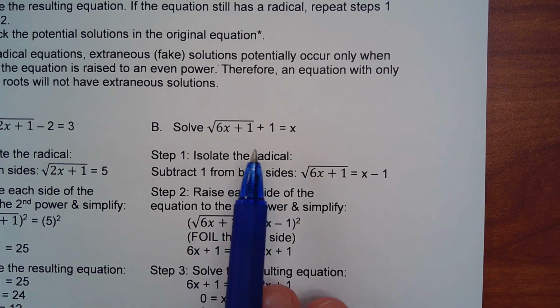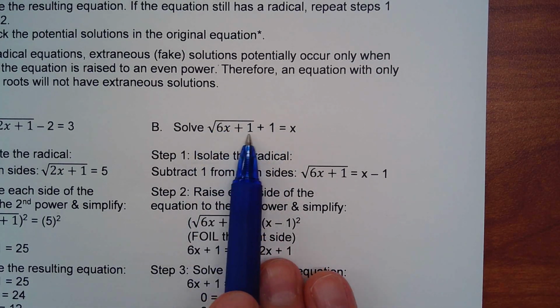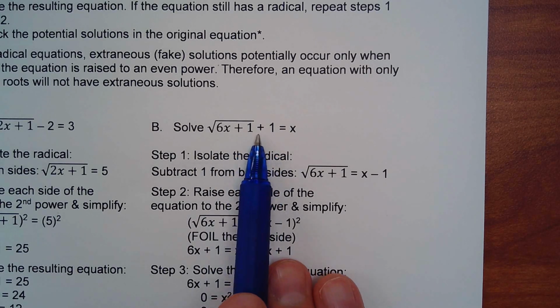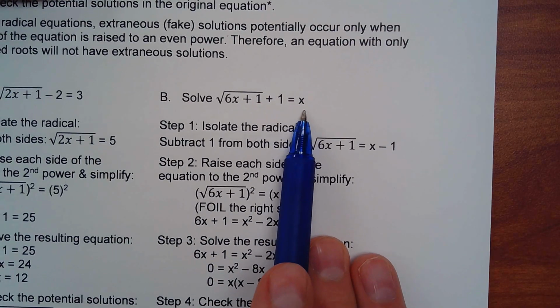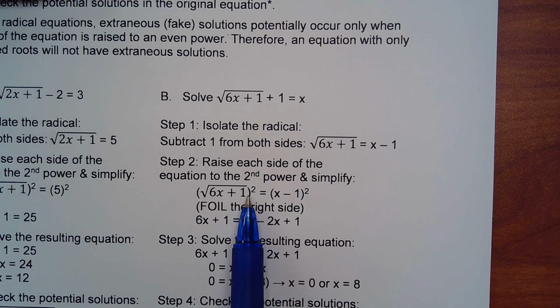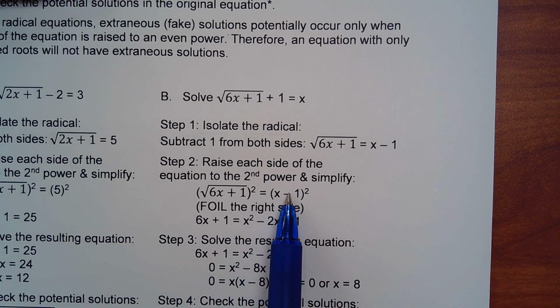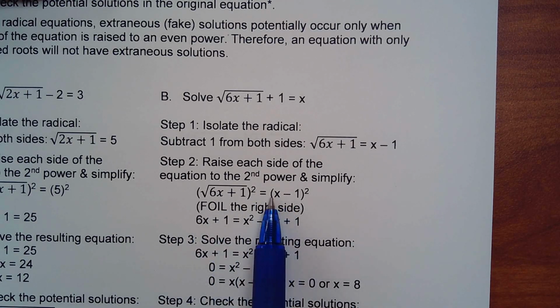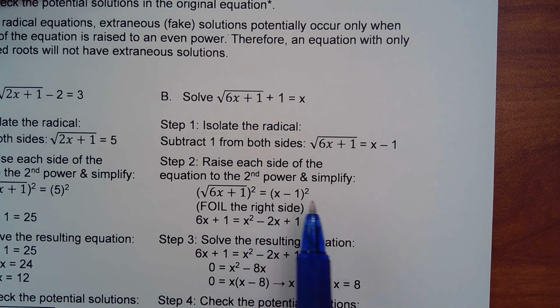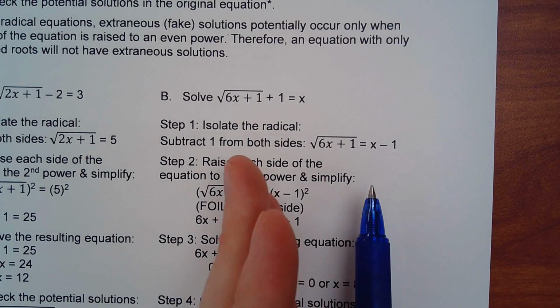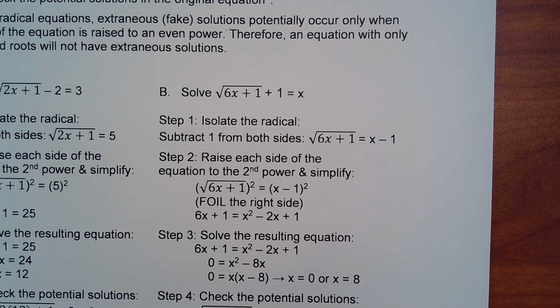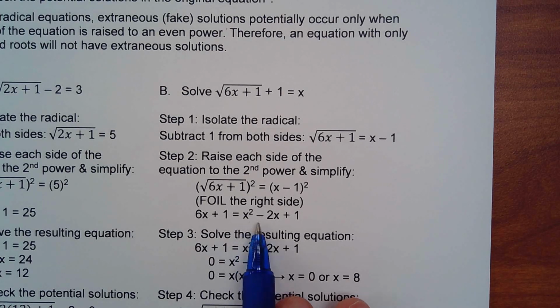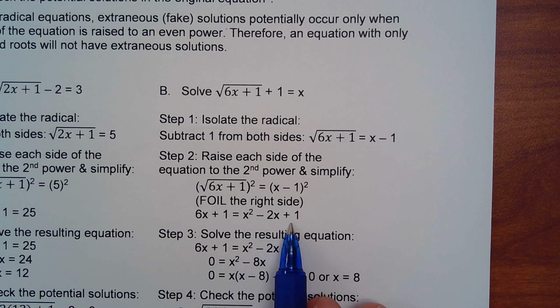Let's try this next one. Again, we would do the same thing. I first need to get that radical by itself by subtracting 1 from both sides. I'm going to have to square both sides. This side's easy, that's 6x plus 1. This side, we need to FOIL that out. So we want to rewrite that as x minus 1 times x minus 1. FOIL that out, and that'll give you x squared minus 2x plus 1.